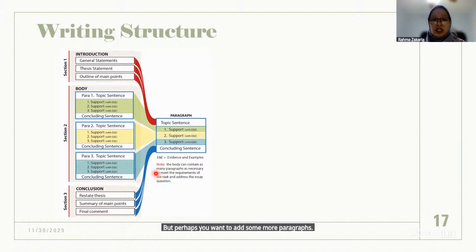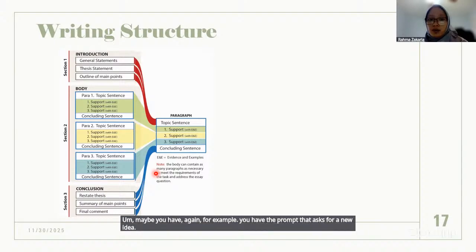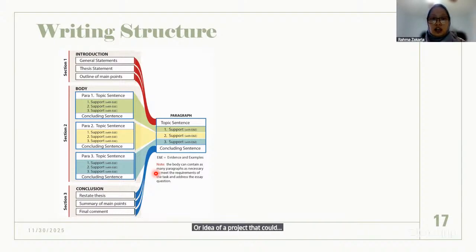Maybe you have, for example, the prompt that asks for a new idea or an idea of a project that could use AI for strengthening faith. And so maybe you want to have a few paragraphs on this new idea to explain first the idea itself and how it could be beneficial. So all the structure will depend on how many main points you have to strengthen your thesis statement.